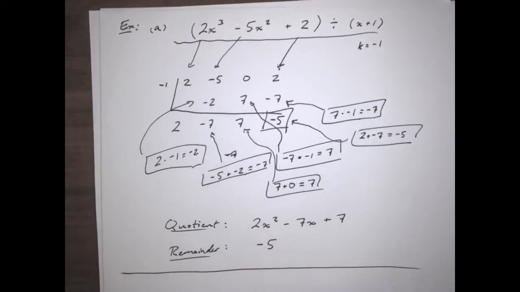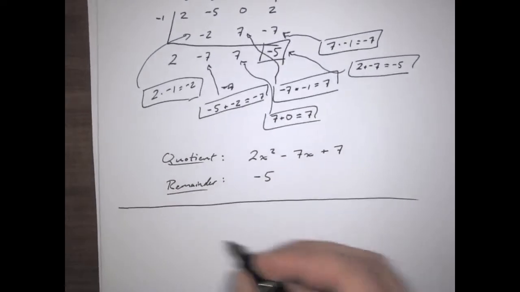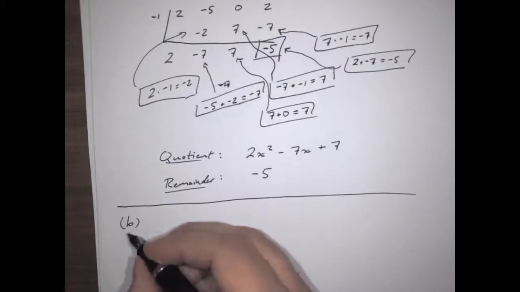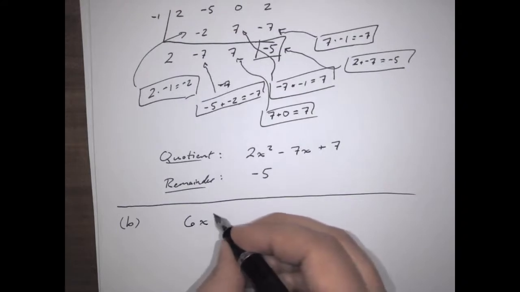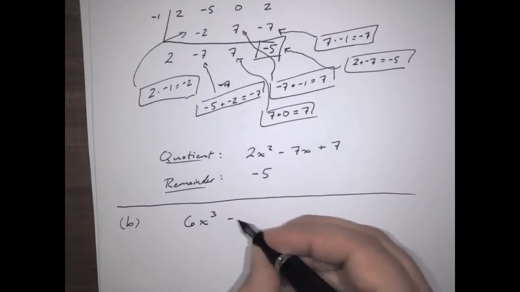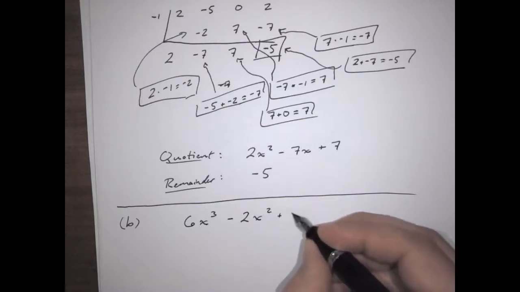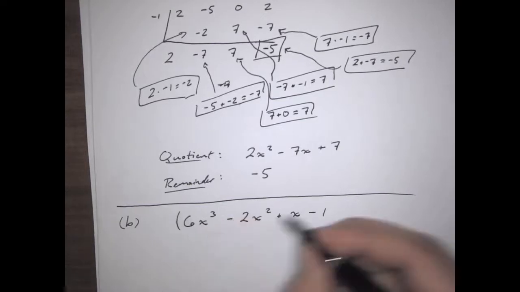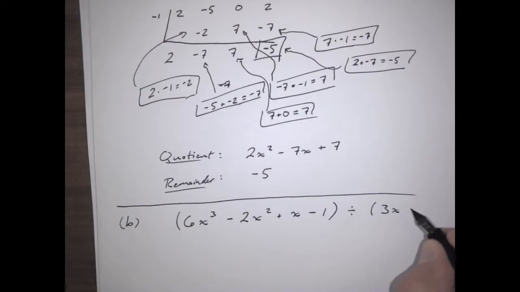Okay, now let's have a look at what it would be like if we did have an extra coefficient in there. So let's say we have 6x cubed minus 2x squared plus x minus 1 divided by 3x plus 1.